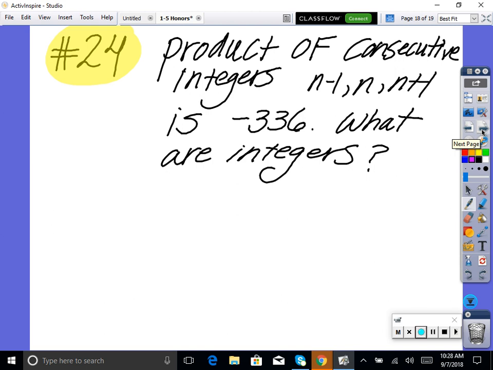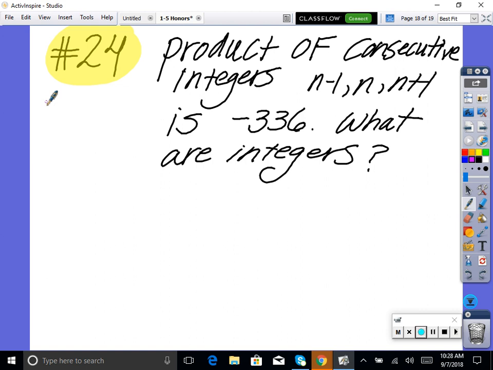Okay, let's read this one, guys. It says the product of consecutive integers, whole numbers n minus 1, n, and n plus 1, is equal to negative 336. What are the integers? I want to tell you what consecutive means. I always see one like this on the ACT often.